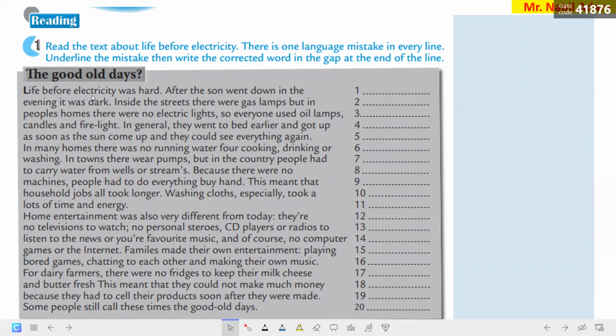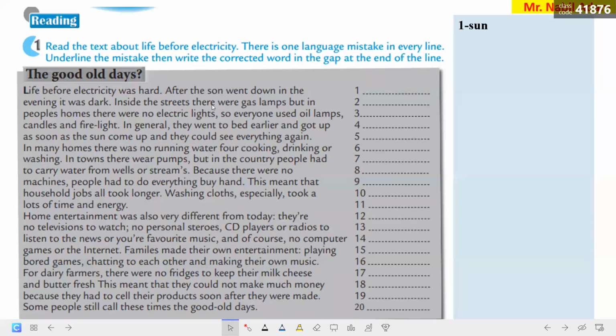Let's read the sentence here. Life before electricity was hard. After the sun went down in the evening, it was dark. The sun here is wrong. This is a spelling mistake. How can you write the sun? We write the sun, S-U-N. After the sun went down in the evening, it was dark.